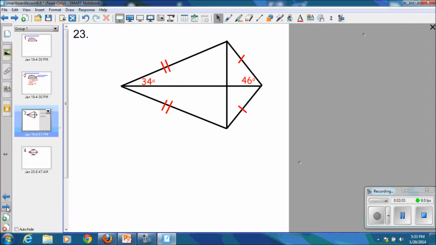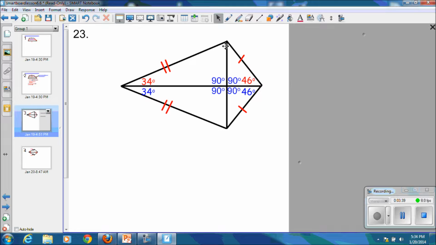This is number 23 of your homework. This is a kite, and we learned specifically that the diagonals are perpendicular on a kite, which means that all of these angles here are going to be 90 degrees. Now, in a kite, whatever this angle measurement is here, it's the same measurement right here. So I'm going to fill this in. I'm just filling in everything based on those basic properties that I've learned. So if this is 46, this is going to be 46. I have pre-filled in everything that's basically my given information.